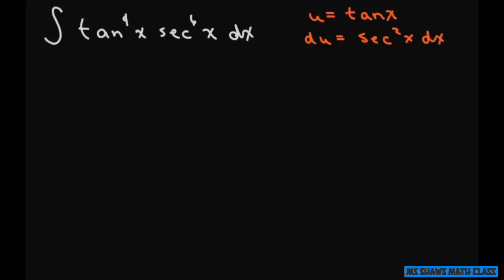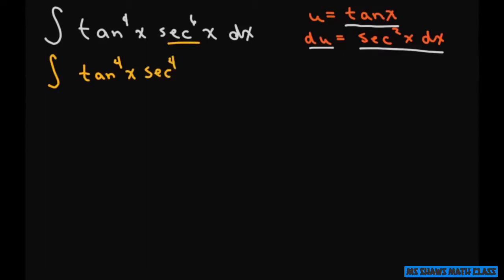So we want to write everything in terms of tan, and then leave one of these so we can write our du. So let's simplify this as tan to the 4th power of x, and then I'm going to break this up as secant to the 4th power of x, times secant squared x dx. Now we have our secant squared x dx. What I want to further deal with is this secant.